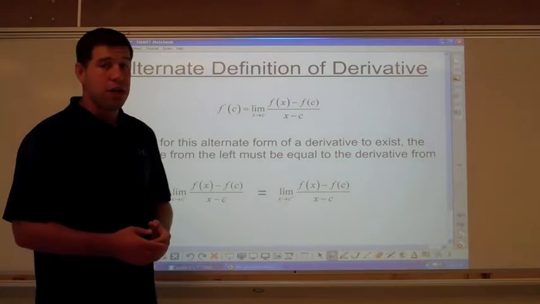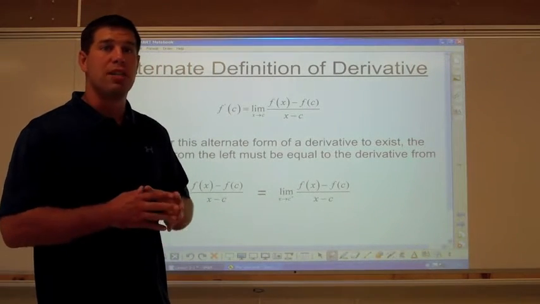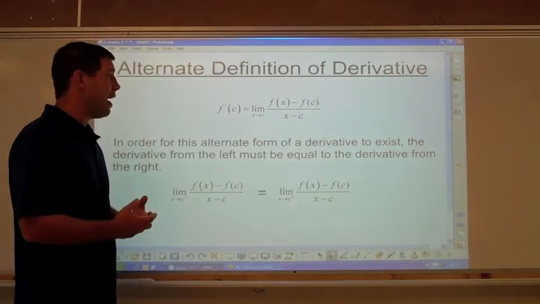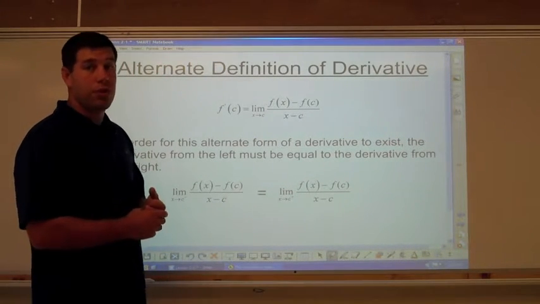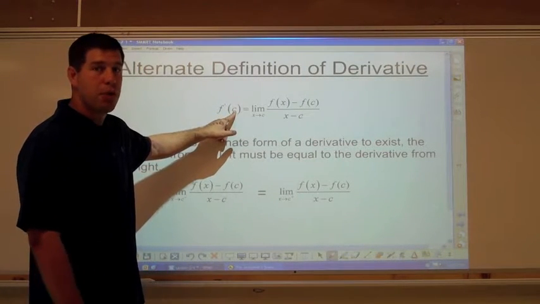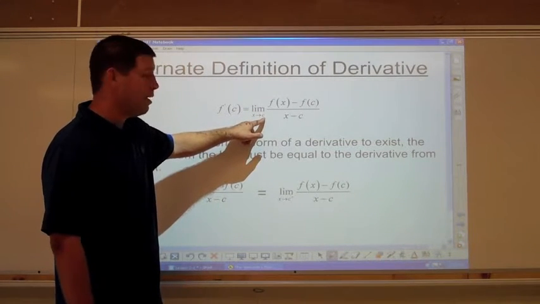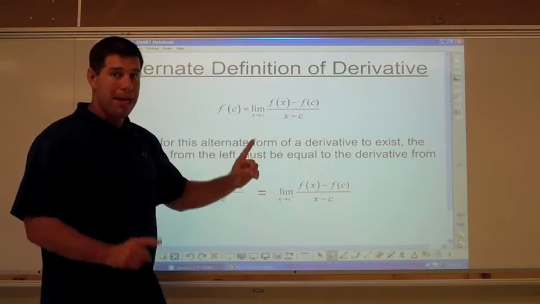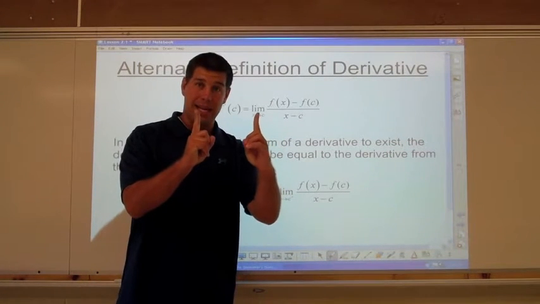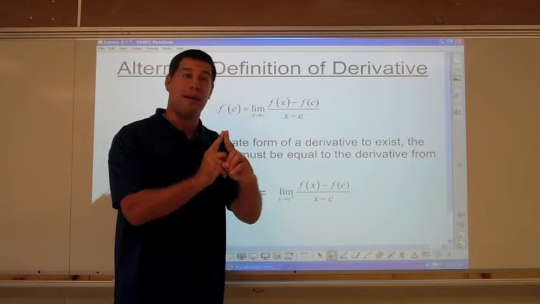An alternate definition of a derivative. Sometimes you can use a specific point to find the derivative. If you want to find the derivative at the point x equals 3, well, you can find f prime of 3, since you know that's where you want to find your derivative, by taking the limit as x approaches that value. Meaning as x gets closer and closer to that number, if you were taking secant lines and the x's got closer and closer together, you would be doing essentially the same thing.